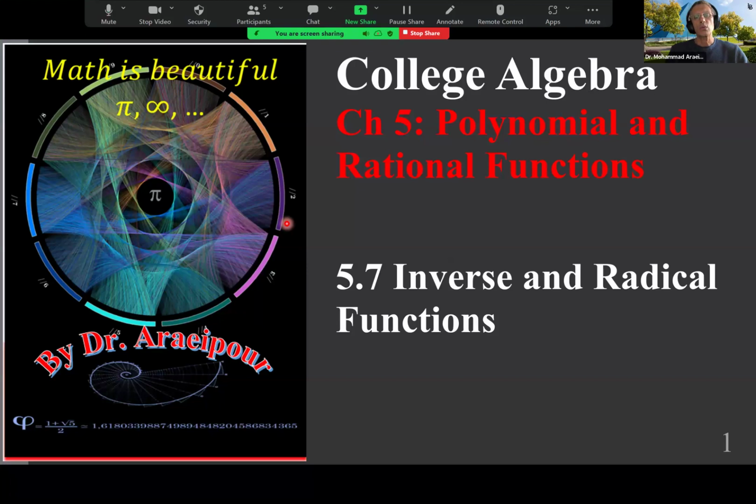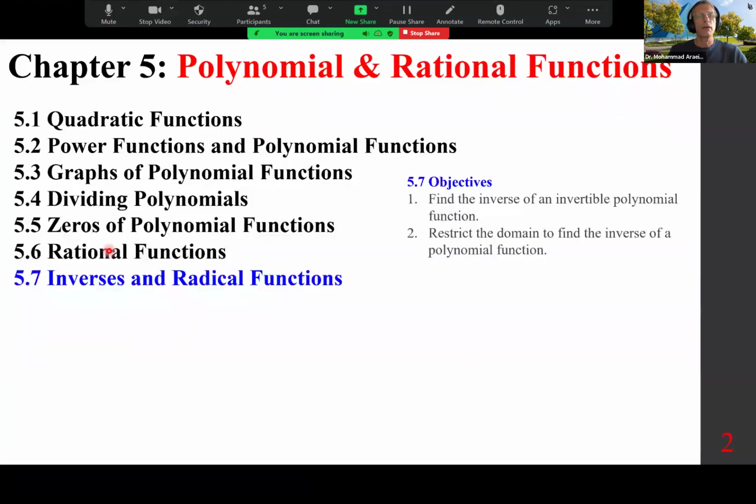Good afternoon, class. We are looking at section 5.7, inverse and radical functions. In this section, we cover inverses and radical functions. The objectives are: find the inverse of an invertible polynomial function, and restrict the domain to find the inverse of a polynomial function.